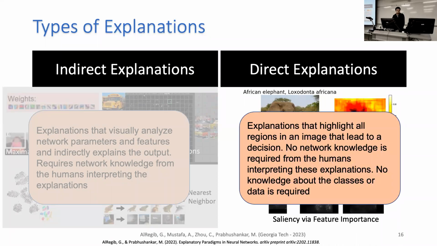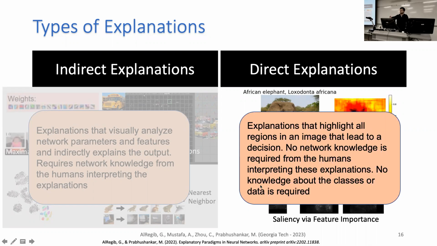So to give a formal definition of what direct explanations are, these explanations highlight all regions in an image that lead to a decision, similar to the African elephant, the face of the elephant itself. The constraints here actually are pretty important. No network knowledge is required from the humans interpreting these explanations. So in this case, we don't need to understand the weights. We don't need to understand the activations. We don't need to understand the last layer embeddings, dimensionality reduction techniques, right? So when asking for an explanation, this is just for common people. Anybody who's using an AI system can use this kind of an explanation so as to understand what they are. So no network knowledge is required from the humans. No knowledge about classes or data is also required in this particular case.